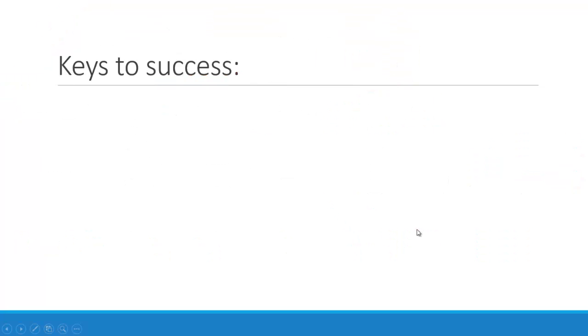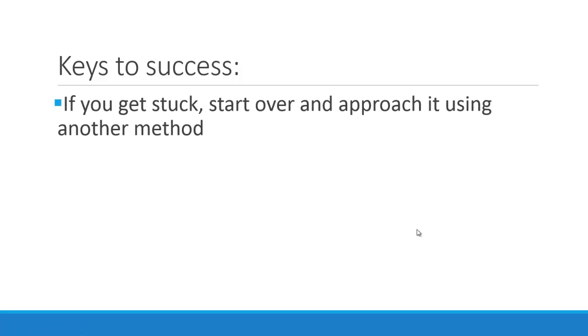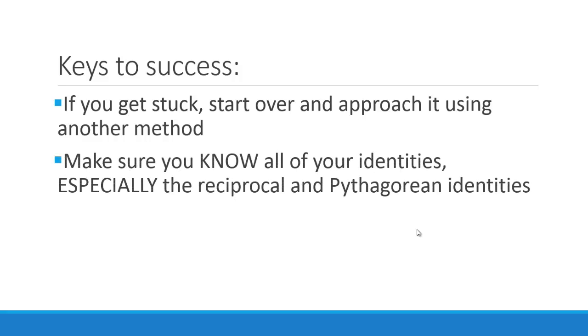Alright, so some keys to success here. If you get stuck, start over, approach it using a different method. Don't just keep trying to use the same thing if you're getting stuck. And then make sure you know all of your identities, especially the reciprocal, which you should know, and Pythagorean, which you should know very soon. You probably don't know these Pythagorean identities as well.